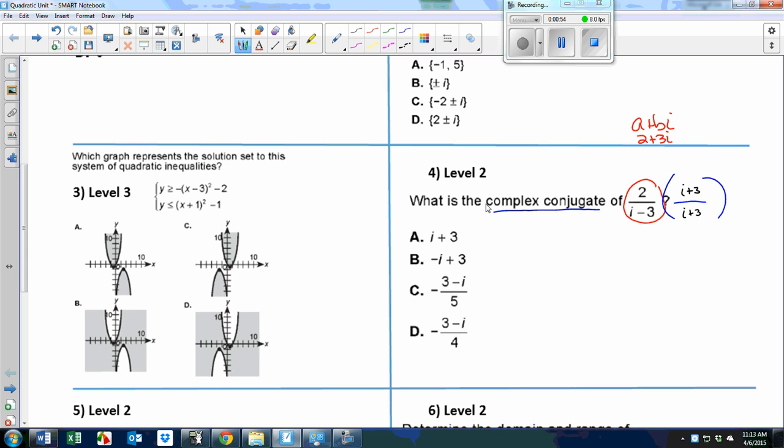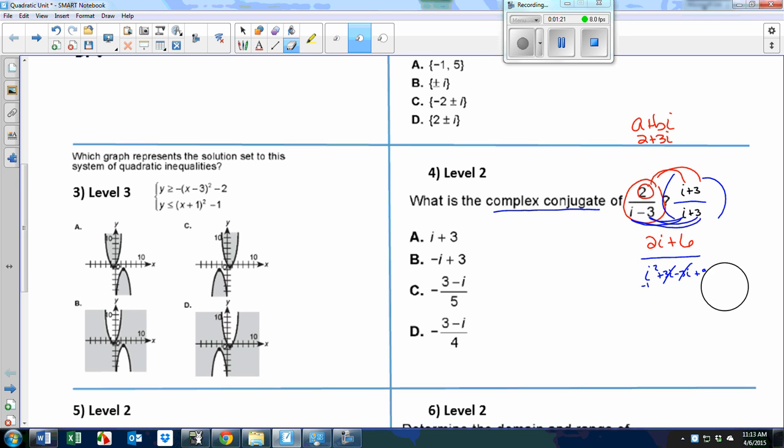The top would be just distribute your 2 to the i and the 3, so 2i plus 6. The denominator is a FOIL. So we got i squared plus 3i, negative 3 times i, negative 3i, and negative 3 times 3 plus 9. So the middles cancel, and you have a negative 1, a 9. I'm sorry, a negative 1. That was a mistake. That shouldn't be plus 9. That was negative 3 times positive 3. It should be minus 9. So we have a negative 1 minus a 9. We have a negative 10.